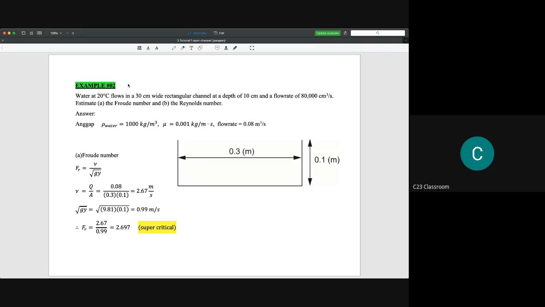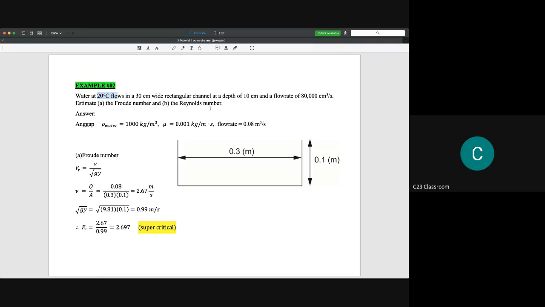So in example number 2 here, we have water at 20 degrees Celsius flowing in a 30 centimeter wide rectangular channel like this, at a depth of 10 centimeters, which is 0.1 meters, and a flow rate of 80,000 centimeter cubed per second. Estimate the Froude number and the Reynolds number.